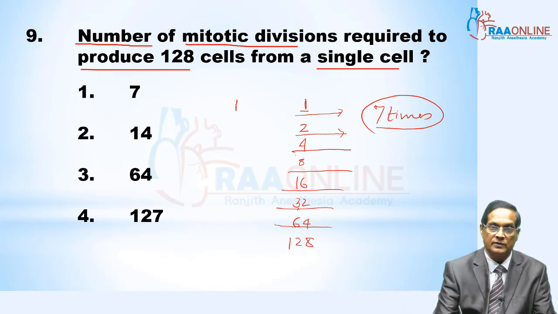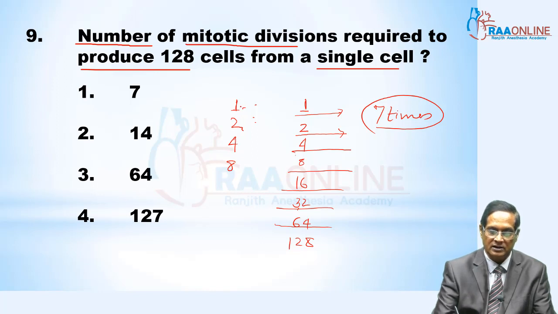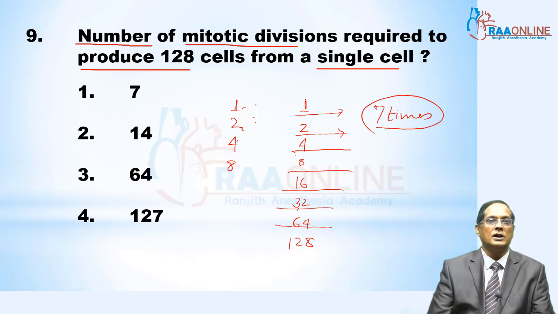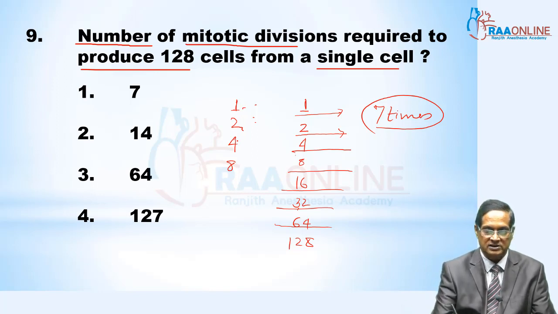But what about the number of divisions? The initial number is 1, so at this stage only one cell is there. Then after the first division 2 cells are there. When these 2 cells divide, 4 cells are formed. When these 4 cells divide, 8 cells are formed. Then count the number of divisions of each cell at each plane. When we start, the initial number is 1.